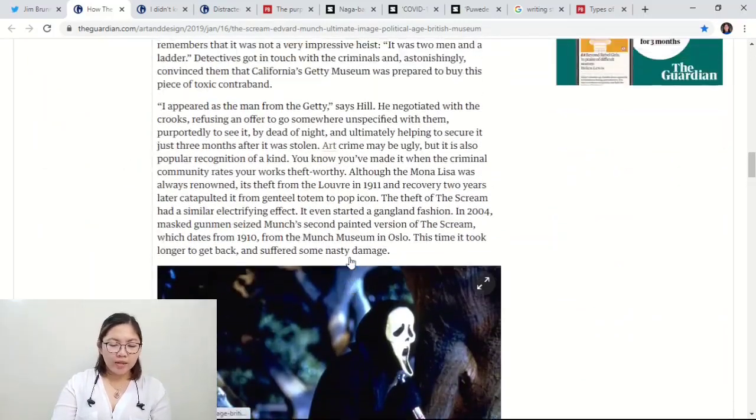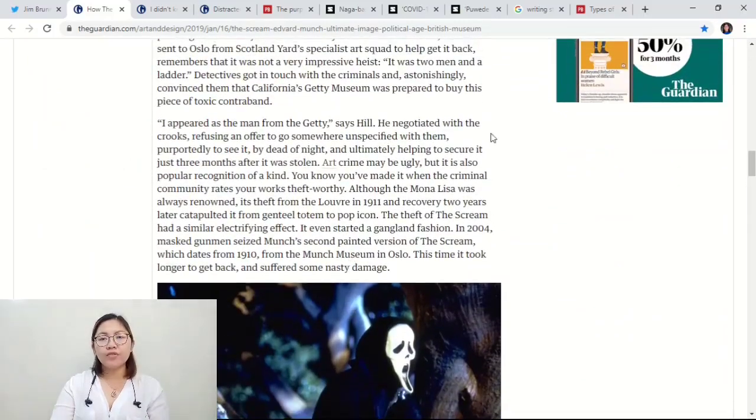Then somewhere in the middle, the author reveals himself with a humorous tone amid a serious narrative by saying that art crime may be ugly, but it is also popular recognition of a kind. You know, you've made it when the criminal community rates your work theft-worthy. Okay, and he relates it to the theft of Mona Lisa, and then he also said the theft of the Scream had a similar electrifying effect. It even started a gangland fashion.